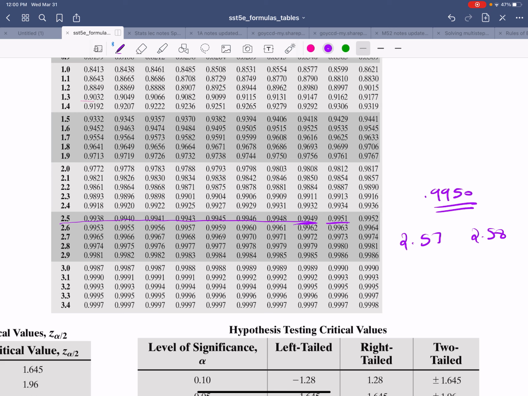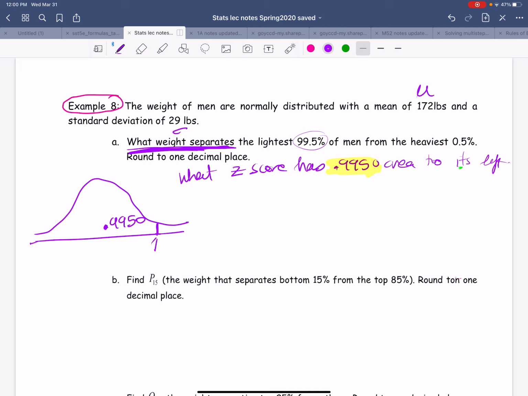2.57 and 2.58, and the average of 2.57 and 2.58 would be 2.575. Okay, 2.575. Because we can do 2.57 plus 2.58 divided by 2. That's how I'm going to be able to get the average of these two, which is 2.575. And that's my z-score, okay? That is the z-score that lies here that has 0.995 area to the left, okay? So 2.575 is the z-score.